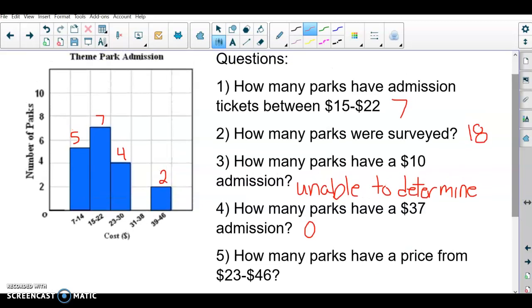Okay, now here we have to remember a little bit about inequalities. Just a little bit. 23 to 46 means I'm going to go from here to here. Okay, so 4 in this interval and 2 in this interval, which is a total of 6 parks, from $23 to $46. So hopefully these little reviews on the histograms help you understand it a little bit better.